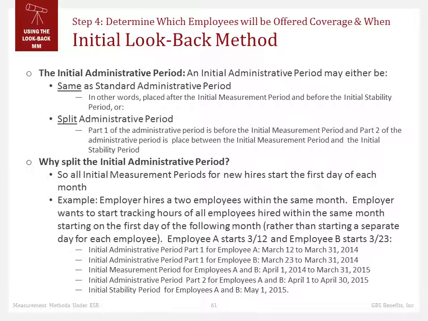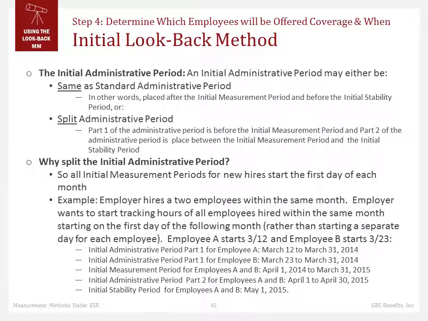Here's our example. Employer hires 2 employees within the same month. Employer wants to start tracking hours of all employees hired within the same month, starting on the first day of the following month. So they're saying, I don't want to have an initial measurement period starting on the 2nd, and on the 10th, and on the 12th, and on the 18th, and on the 21st, all the days that I hired somebody new. I want to take all the people who I hire in a particular month and start them in an initial measurement period at the same time, the first day of the following month. So this is how it works.